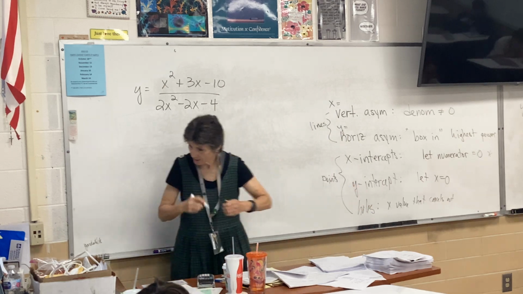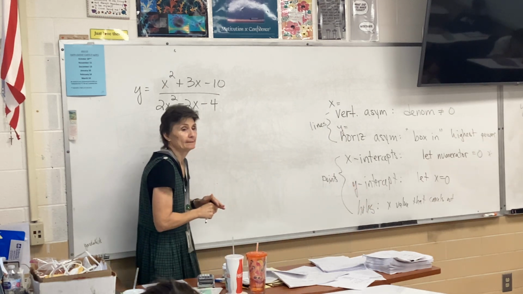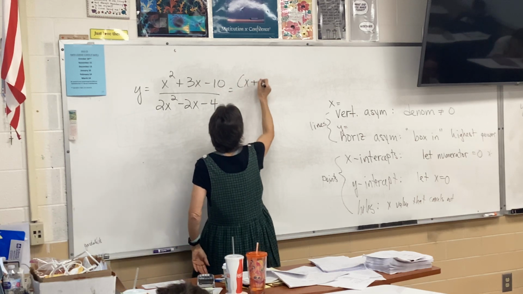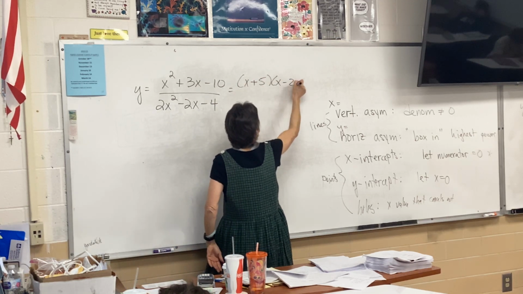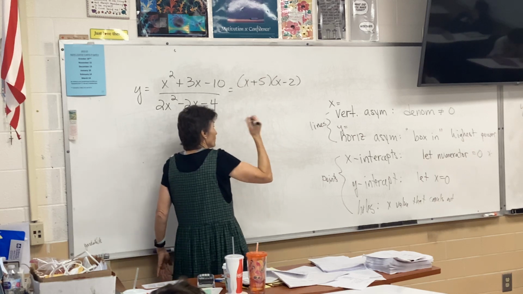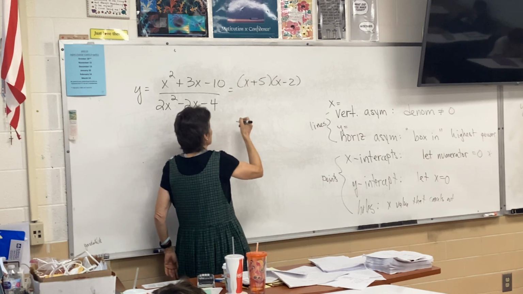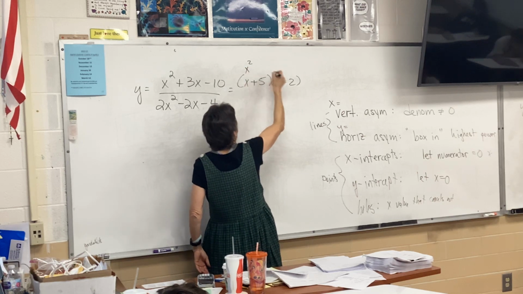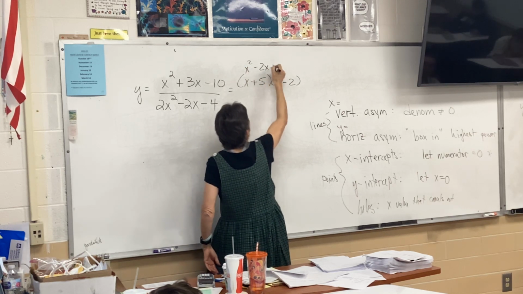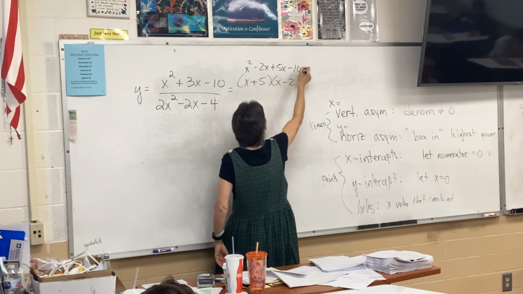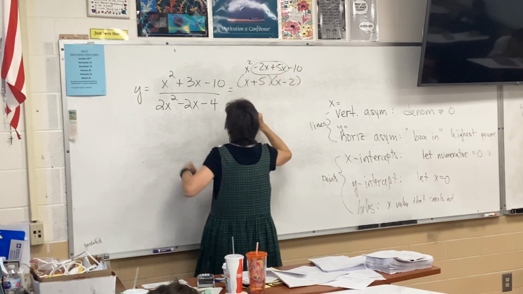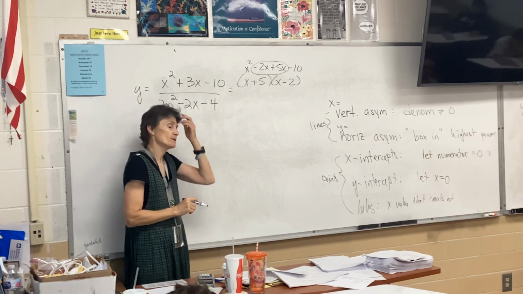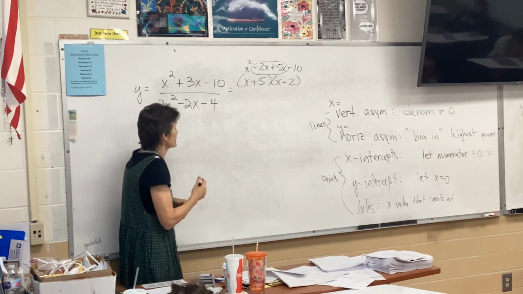Okay, so does anybody know how the top factors? Plus x plus 5, x minus 2. X plus 5, x minus 2. And it takes 30 seconds, but I'm going to go ahead and multiply this back together. So first, outside, inside, last. Does that add up to what I needed it to add up to? Done. Top is correct.